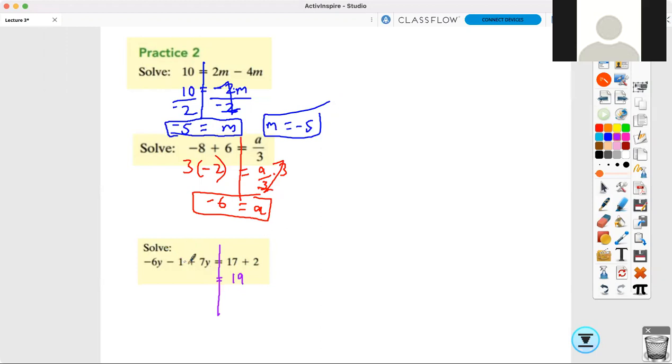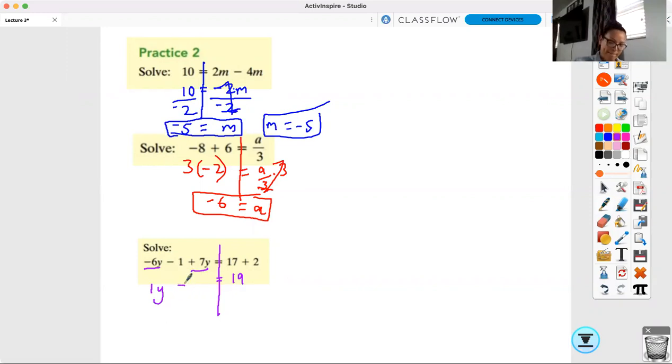Can we combine anything on the left side, y'all? The negative 6y and the 7y. Yep. When we combine those, what does that add up to? I put positive one. Positive 1y. Okay, I was right. Bring down the negative 1, right? So now we just gotta solve for y.